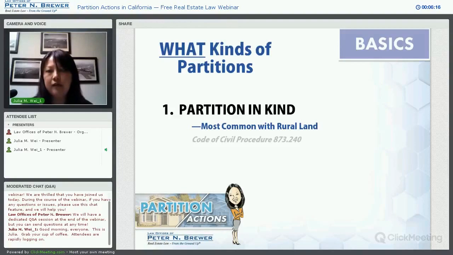So there are 3 kinds of partition actions. One is partition in kind, and that is more common with property that's quite large, like rural property. If somebody has significant acreage, say a 2,000 acre ranch, then you can see that partition in kind may make sense because they might just need to sell off a disputed portion or a portion that has access or a portion with water. So that's partition in kind.